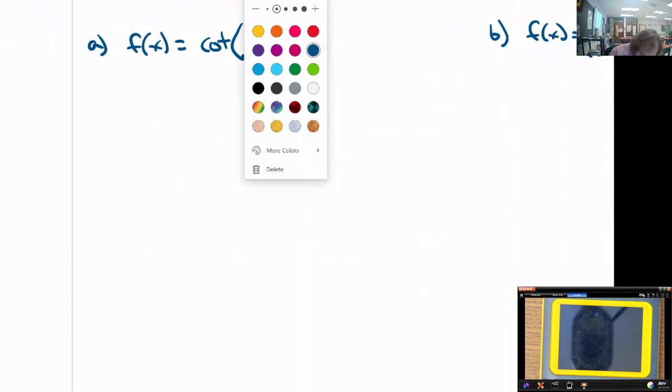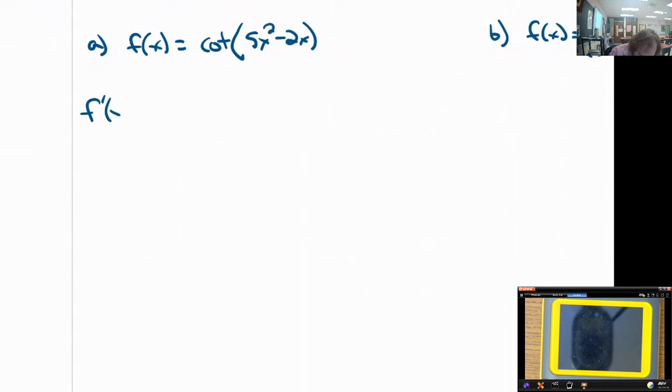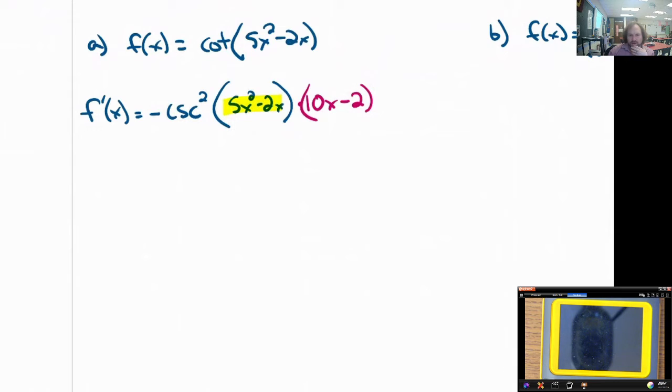So, when it comes to derivatives, the first thing we've got to do here is think about the chain rule. The derivative of the cotangent, which is the outside function here, is the negative cosecant squared of the original inside, 5x squared minus 2x. That takes care of the outside derivative. But now we need to multiply by the derivative of the inside part, so we'll multiply by 10x minus 2, which is the chain rule part. And that is the answer, I think. That'll do it. You could clean it up a little bit.